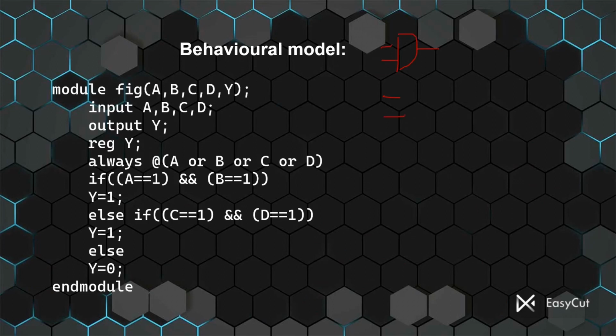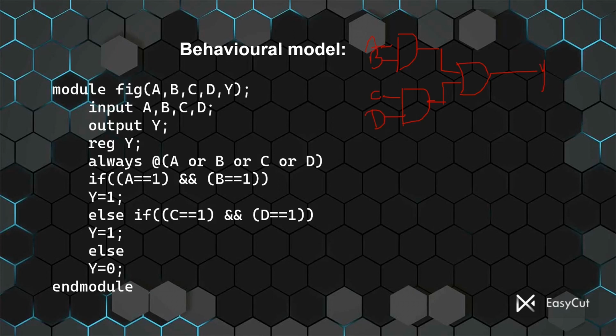Okay, and here we need to know how if, else if, and else statements work. Hope you all know how if, else if, and else statements work. Okay, so what are the inputs? A, B, C, D are the inputs and the output is Y.